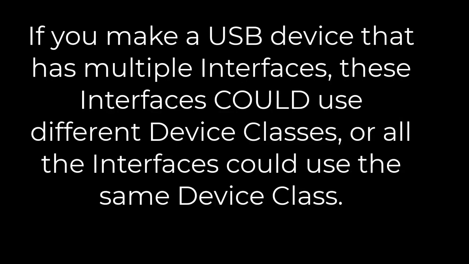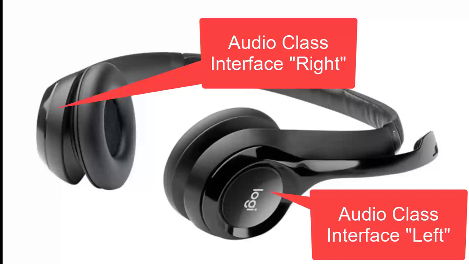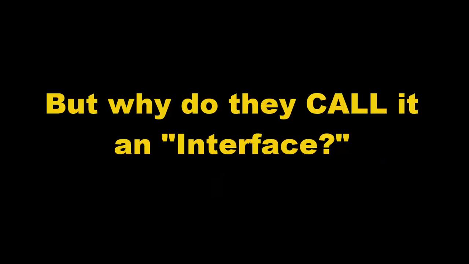If you make a USB device that has multiple interfaces, these interfaces could use different device classes, or all the interfaces could use the same device class. So if you wanted to make a device that can communicate over both USB HID and virtual COM ports, you would use one HID class interface and one CDC class interface. But if you were making a stereo headset, you would use the audio class for both the left and right channels. But why the heck do they call it an interface?